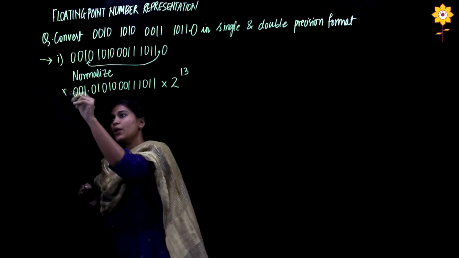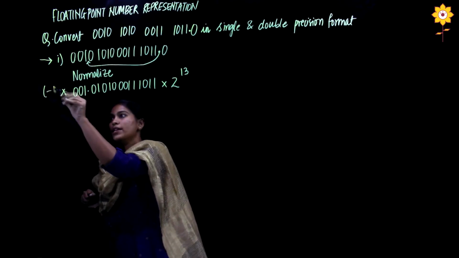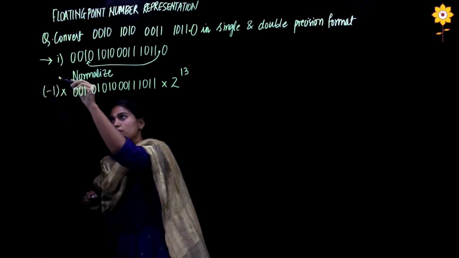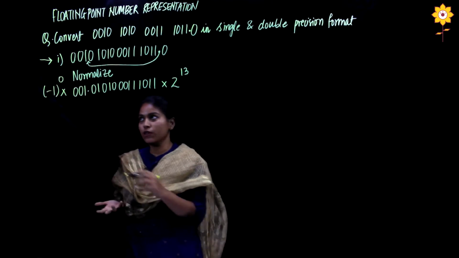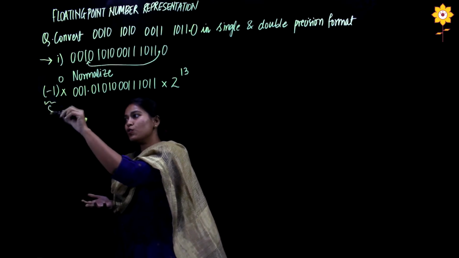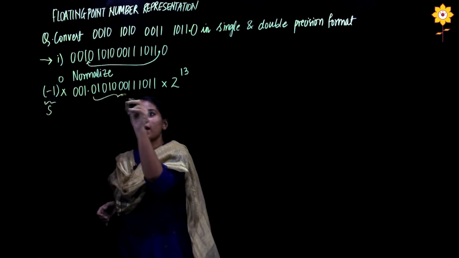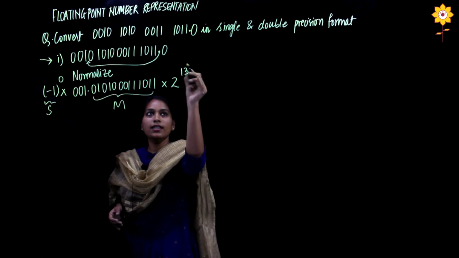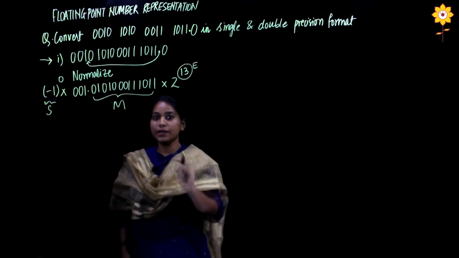So what are we going to write here? We are going to write minus 1 raised to what? Raised to 0, since the number is positive. So we are aware this is for what? This is for sign. This part is our mantissa, and this is our exponent.